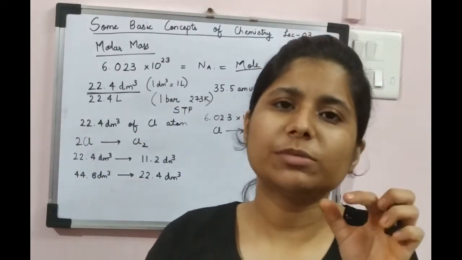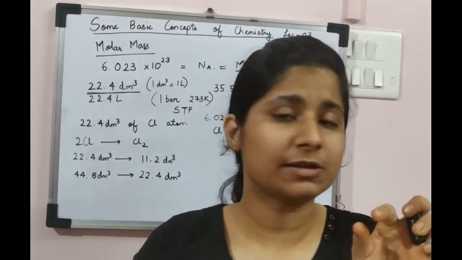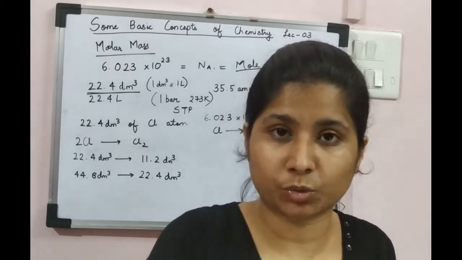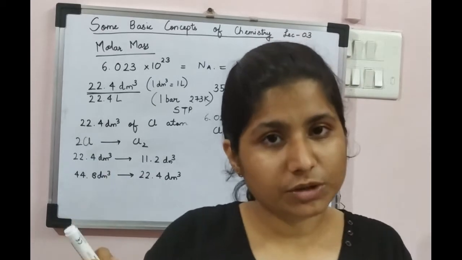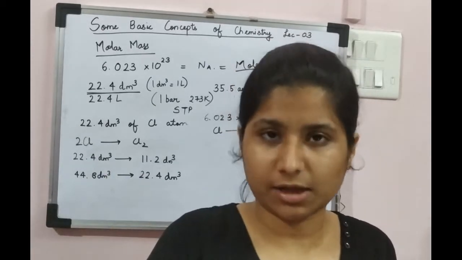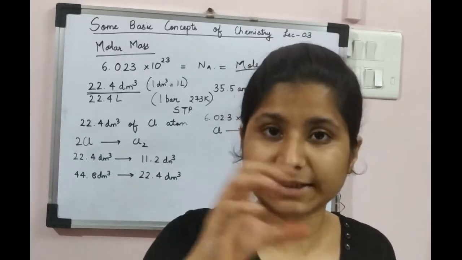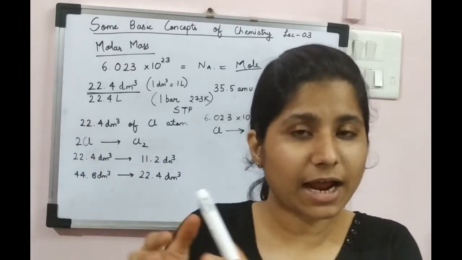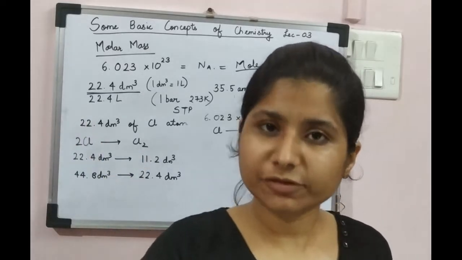The volume is actually determined by the number of particles. They don't care what the particle is, whether it is a chlorine atom or Cl2. Now from 6.023 into 10 to the power 23, half of the entities are remaining, because every atom is combining and half of it is remaining.